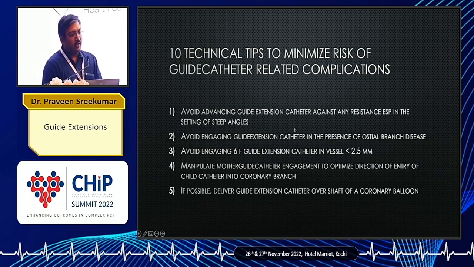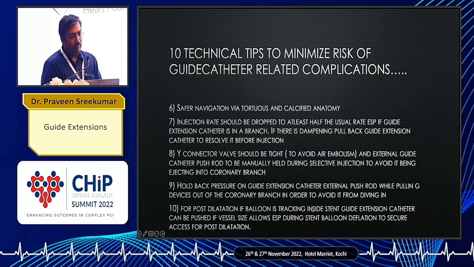And 10 techniques to minimize the risk of guide catheter related complications are: avoid advancing the guide extension against resistance, avoid in the presence of ostial branch disease, avoid in small vessels, and manipulate the mother and child well. The guide catheter should be maximum coaxial so that the guide extension is also coaxial, and if possible deliver it over the shaft of a coronary balloon, and the injection rate should be low.